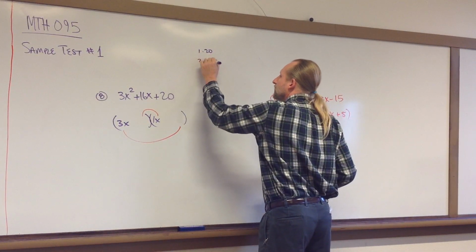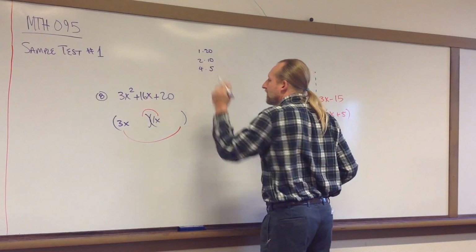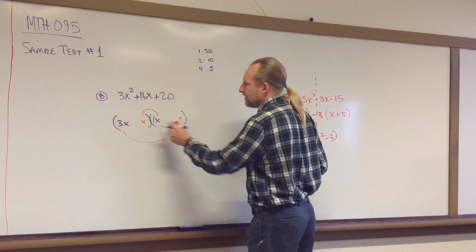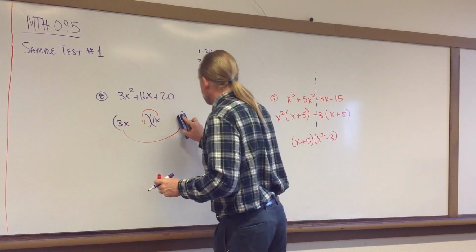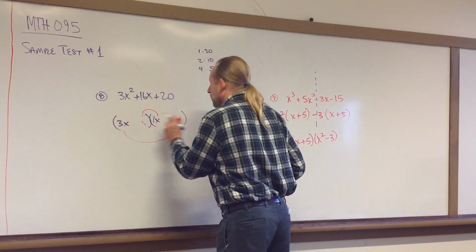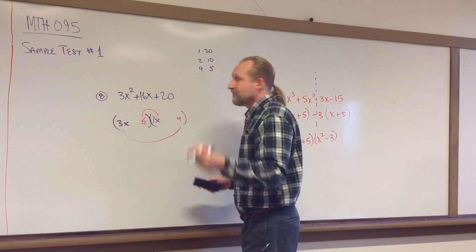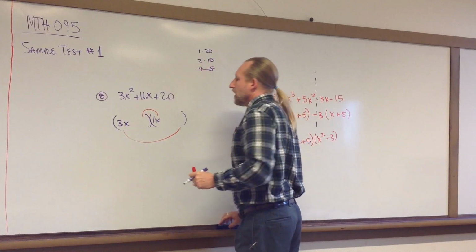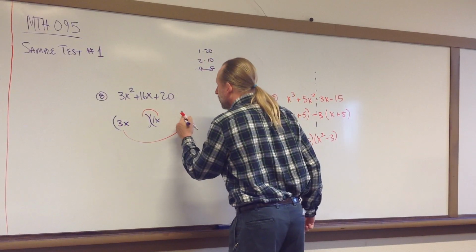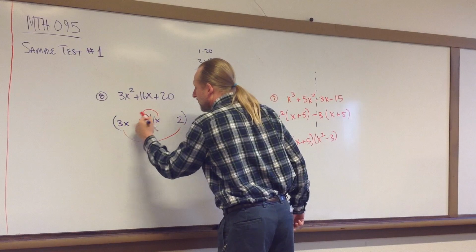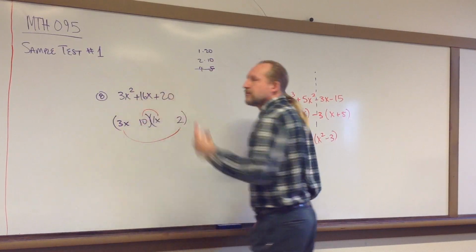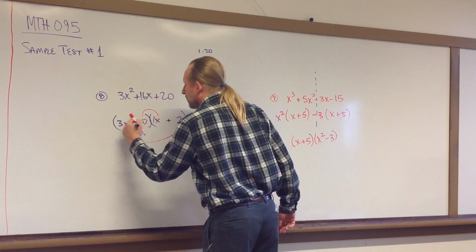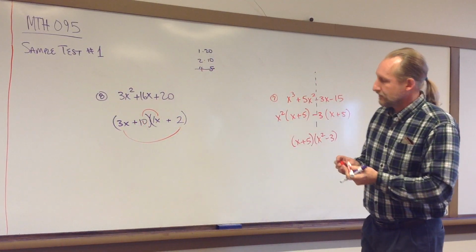So let's see. 1 times 20, 2 times 10, 4 times 5. Those are our only choices. So let's try 4 and 5. That'll be 15 and 4 is 19. Nope. 4 and 5. There's 12 and 5 is 17. Also no good. Okay. 2 and 10. 6 plus 10 makes 16. Good. That's what we want. It's positive 16, so those should be plus and plus.